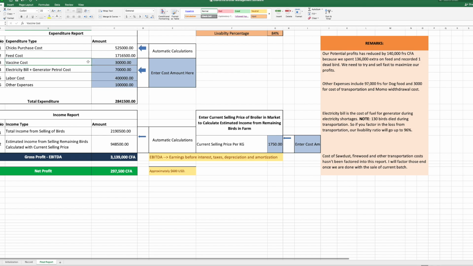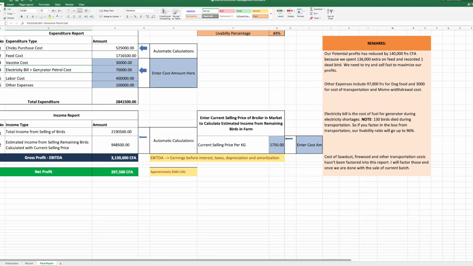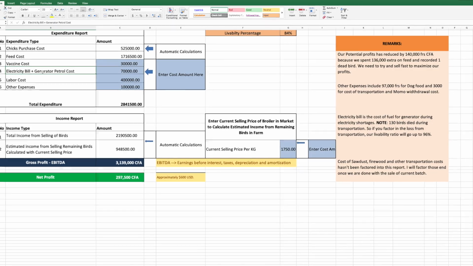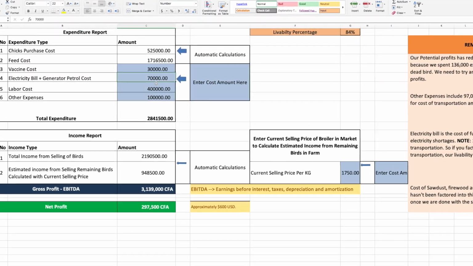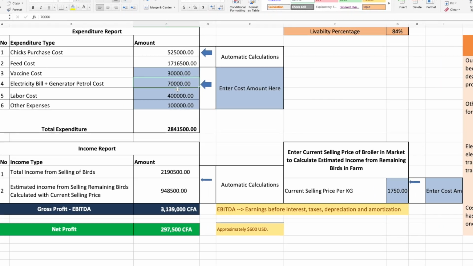You want to capture the vaccine cost. The cost for vaccine for us was about $30,000. That's about $60. The electricity bill: we have a standby generator that we have to purchase diesel for, and we capture all that cost. It costs us about $70,000 for this particular flock.